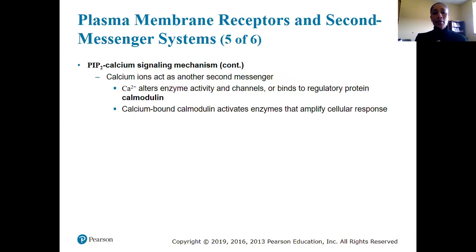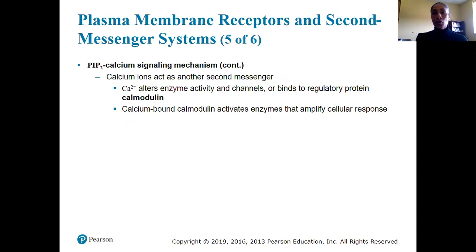Then the calcium ions that we find within the cell will act as another second messenger, and the calcium can alter the enzyme activity in channels. And then the activated channels and proteins can amplify a cell response.